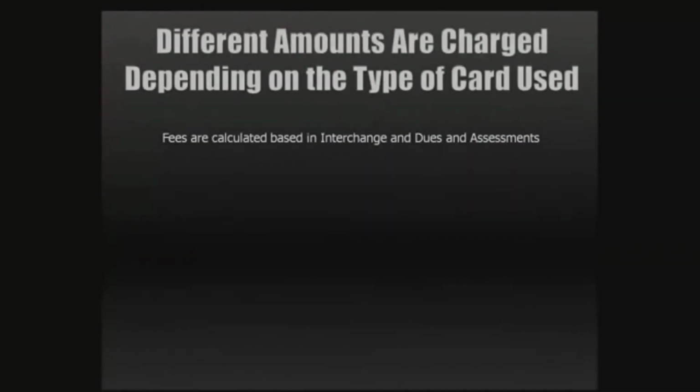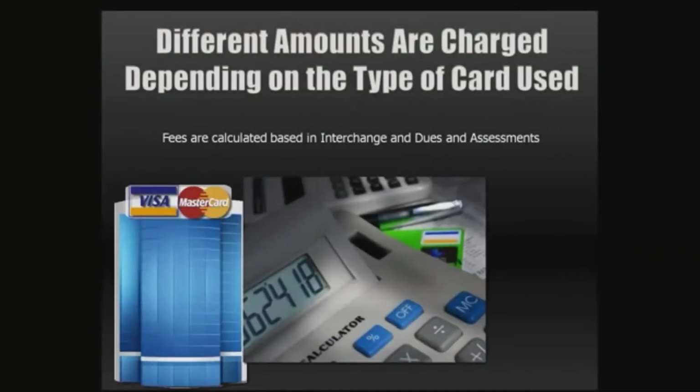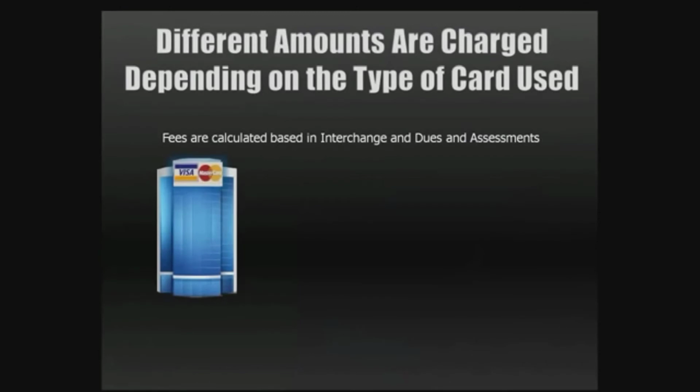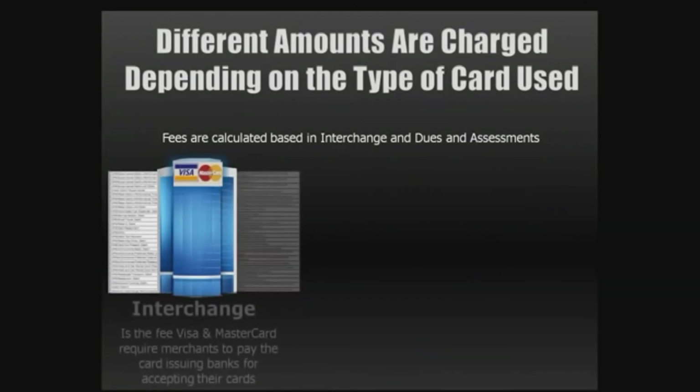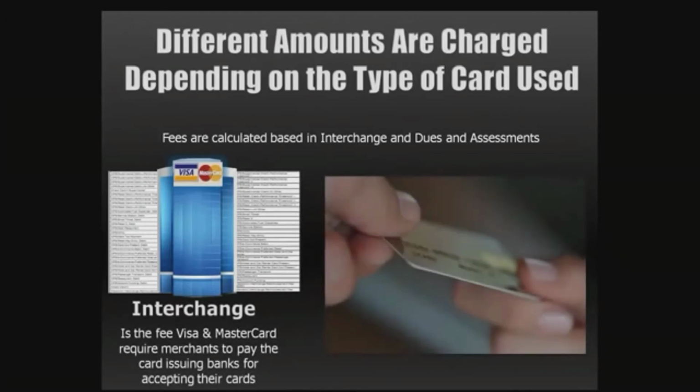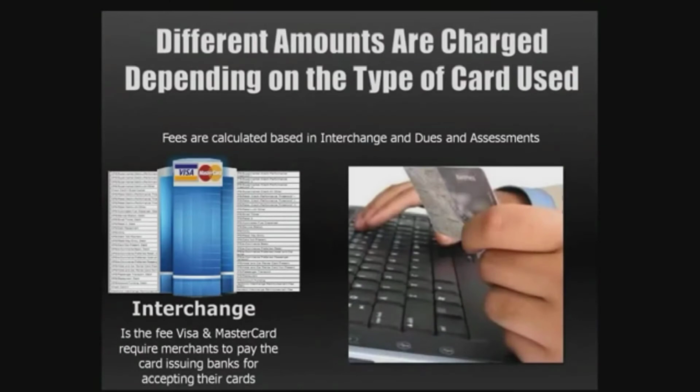Let's look at how fees are determined. The fees that are charged from interchange depend on two things. First, the type of card the consumer is using. Interchange is comprised of hundreds of different rate categories, depending on the card type. And secondly, the fee is affected by the requirements to qualify for a specific rate. For example, a card present would have a lower fee versus a card that was keyed in.